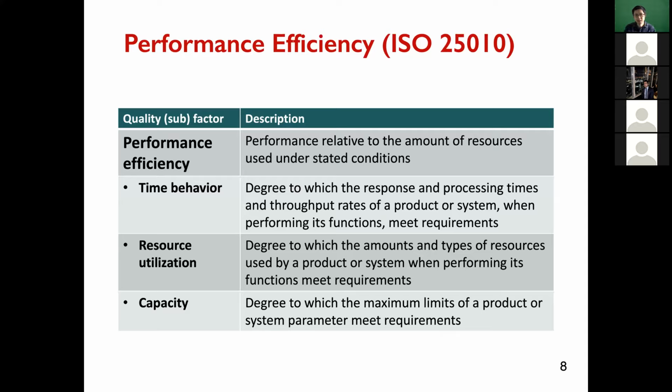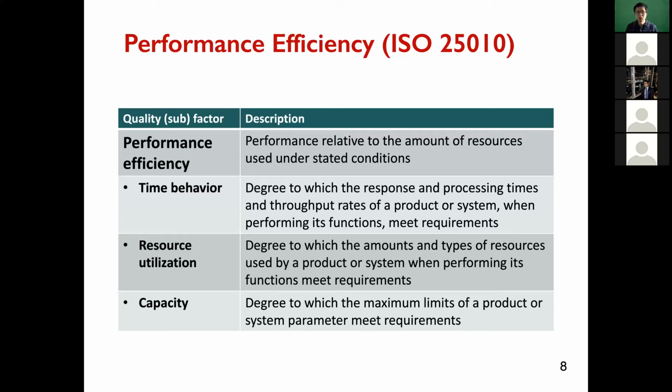The third one is capacity. It is about the degree to which the maximum limits of a product or system parameter meet requirements. For example, we run our OpenMR system on several nodes or several containers. We want to ensure that under such hardware constraints, our system can handle 100 users using the system at the same time. That is capacity. So this is about performance efficiency and its three sub-factors.